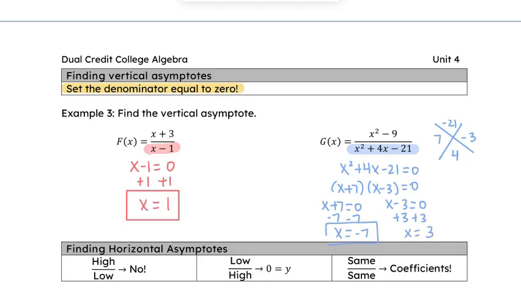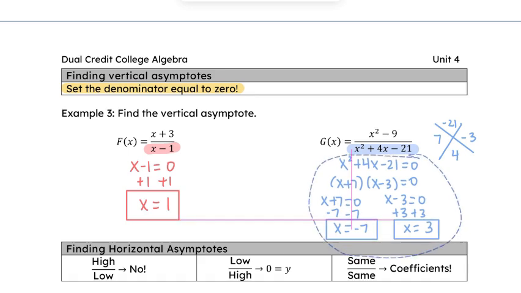So you've got two different ones here. And like I said, you can write them as two separate equations, or you could put them together and say x equals negative 7, comma 3, whichever way you prefer, totally fine. So finding your vertical asymptotes is just the same thing as finding the domain restrictions. You just don't actually have to write the domain after you solve for what the bottom, the denominator, equals 0.